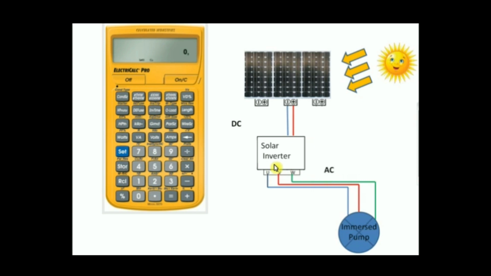As you know, a solar installation consists of two parts, a DC part and the AC part. So we're gonna see the calculation of the wire sizing and voltage drop in the AC part of the solar installation.